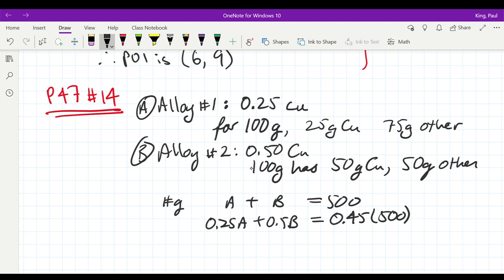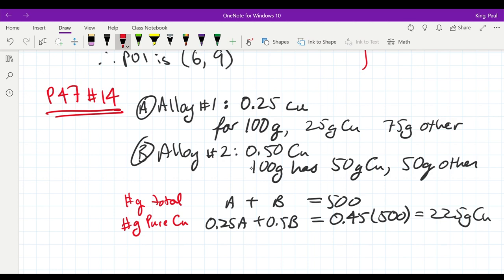So when we multiply 0.45 by 500, we end up with 225 grams of copper. I'm going to pause. So this was the number of grams total of substances A and B. And this is the number of grams of copper, of pure copper, I should say. So let's change that into pure copper.